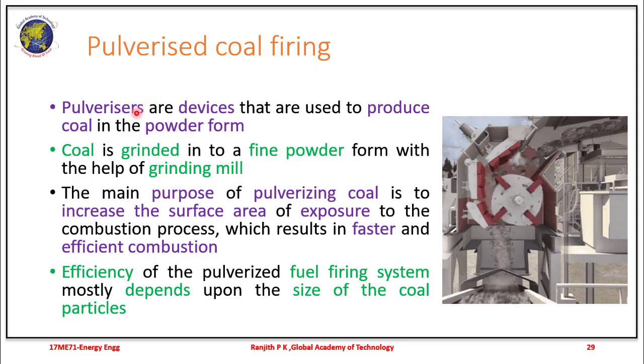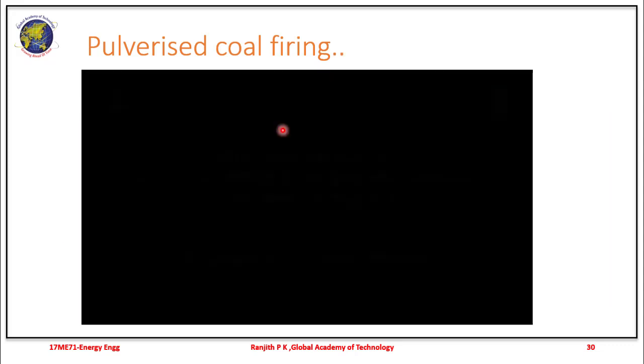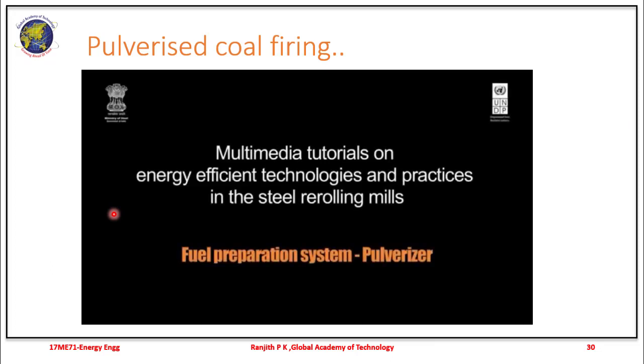The next form of coal firing is pulverized coal firing. Pulverizers are basically devices that are used to produce the coal in powder form. Here the coal is ground into a fine powder with the help of a grinding mill. The main purpose of pulverizing the coal is to increase the surface area of exposure to the combustion, which usually results in faster and more efficient combustion. The efficiency depends on the size of the coal particles. The coal powder that is pulverized here is in the order of about 6 to 8 mm. A video which shows this.